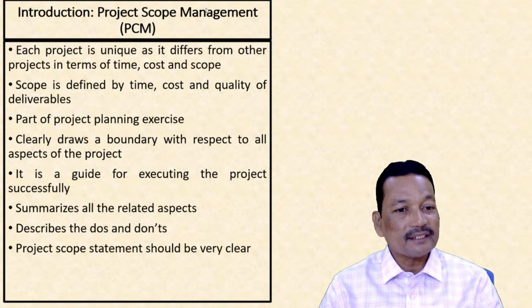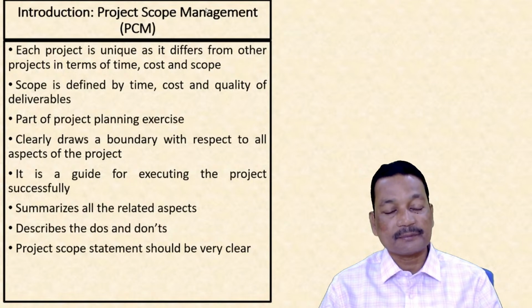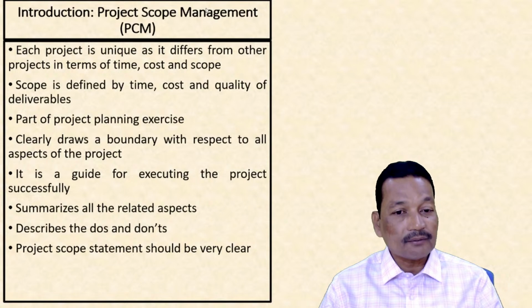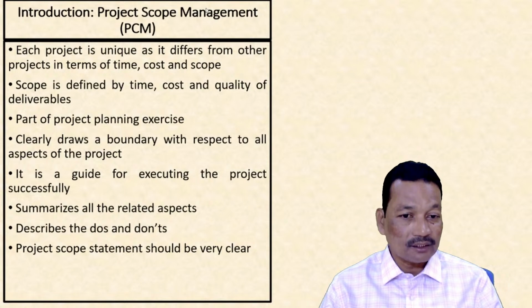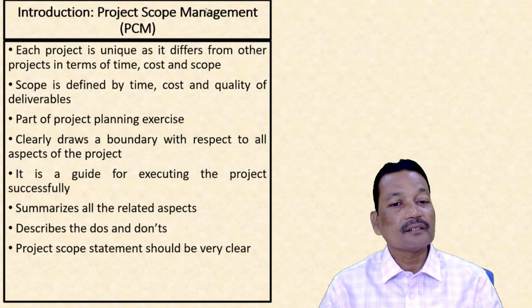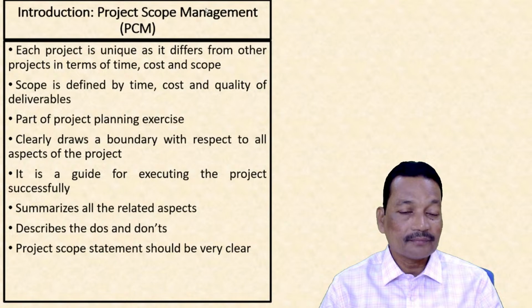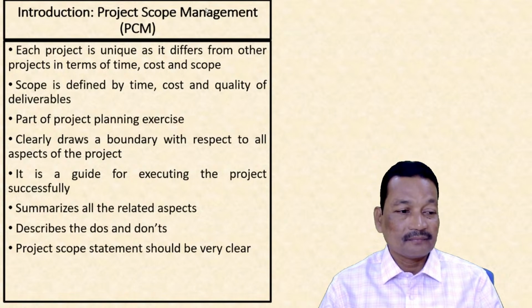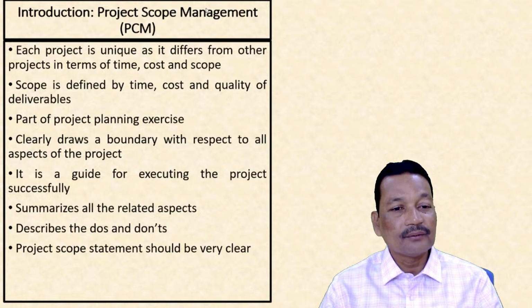It also summarizes all the related aspects. Now, what are the related aspects? We can say stakeholders, we can say the society in general, we can say the environment, etc. The project encompasses all the related aspects that are associated with it.